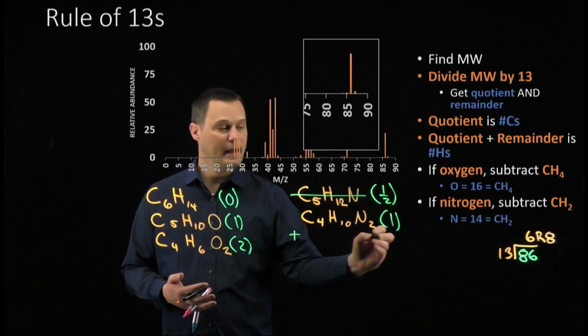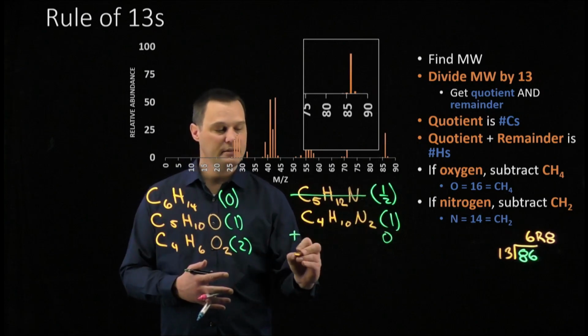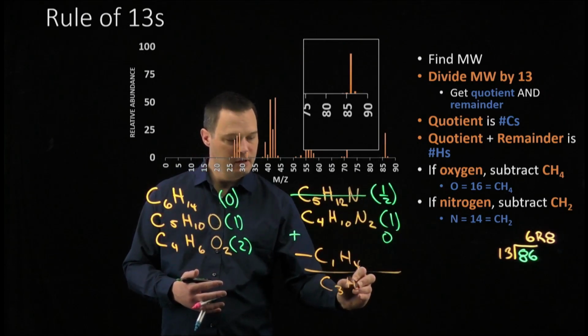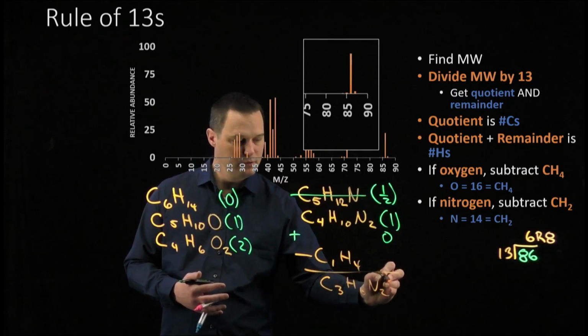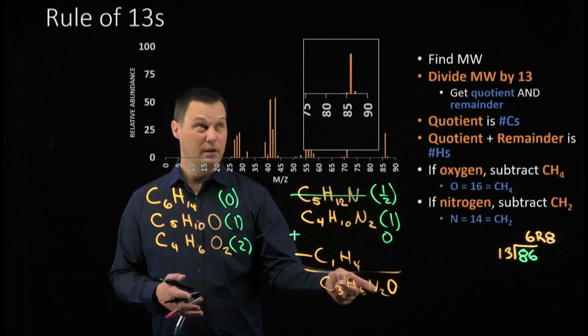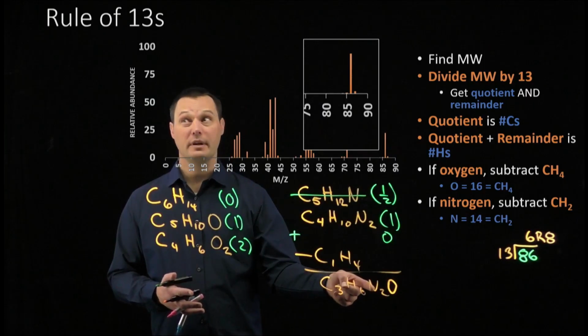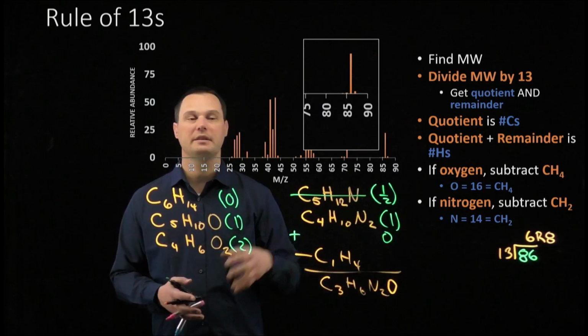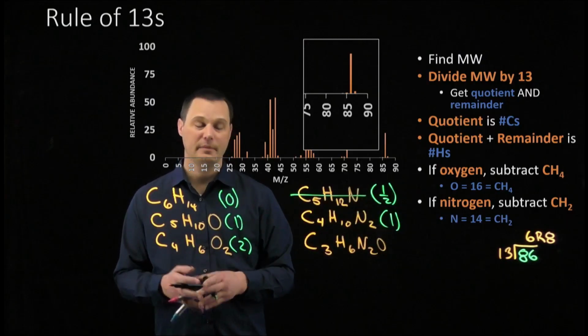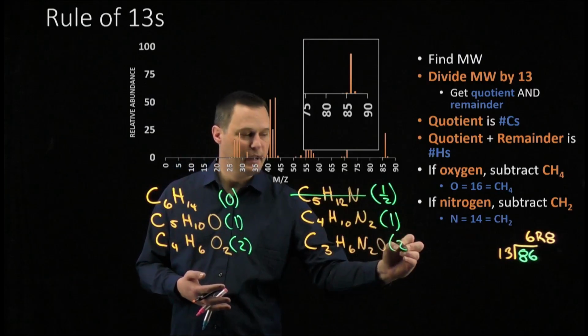To bring in an oxygen atom, we would need to subtract out 16 atomic mass units, our CH4 unit. That gives us C3H6N2O. 3 carbons is 36, and 6 hydrogens is 42. 2 nitrogens is 28. 42 and 28 gets us to 70, and 16 gets us to 86. So we'll finish out this exercise with C3H6N2O. And fitting with our other patterns, this has an IHD of 2.